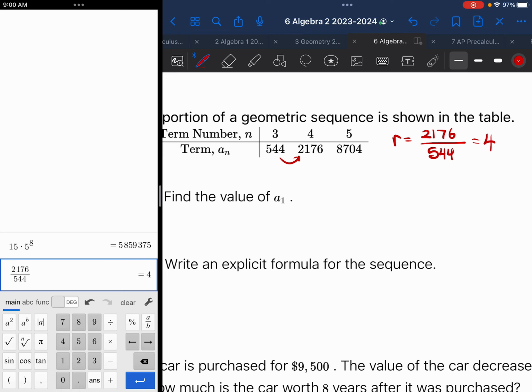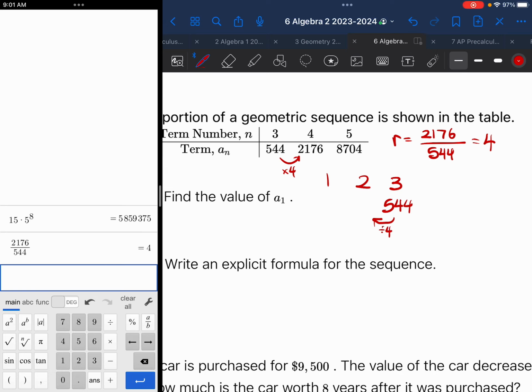What I just need to do is go backwards. So what I'm going to make is a table that goes like this: 3, which is 544, 2, and 1. All right, so if multiplying by 4 goes to the right, then dividing by 4 goes to the left. That's the opposite operation. So 544, I'm just going to go ahead and keep going here.